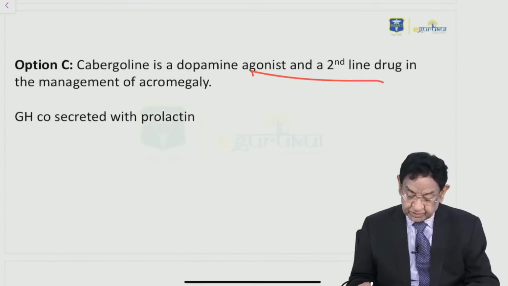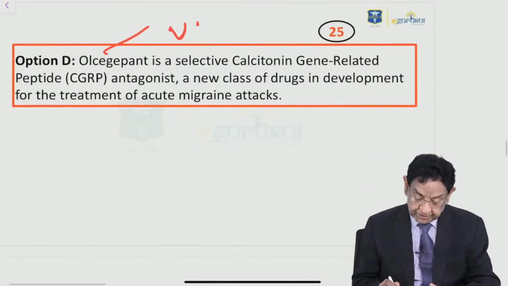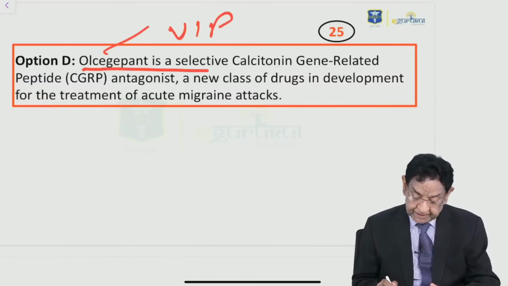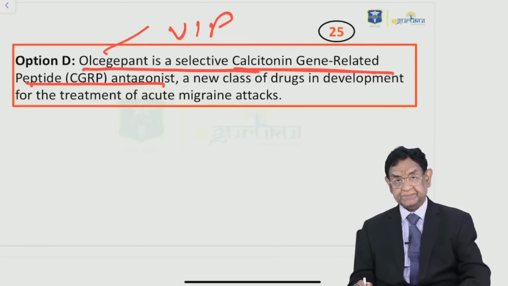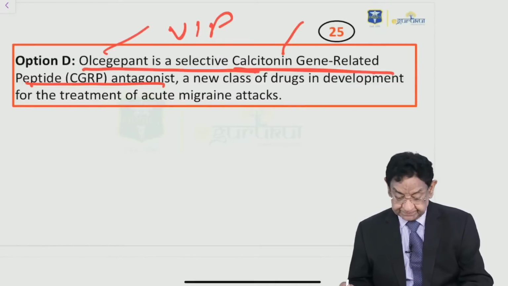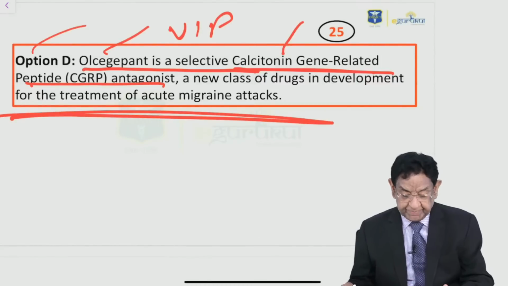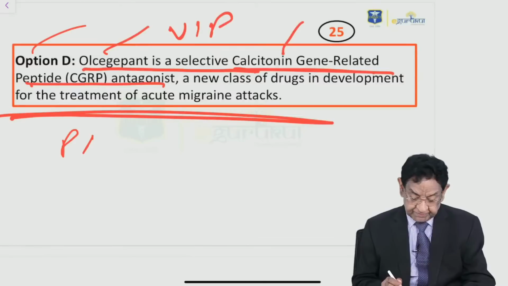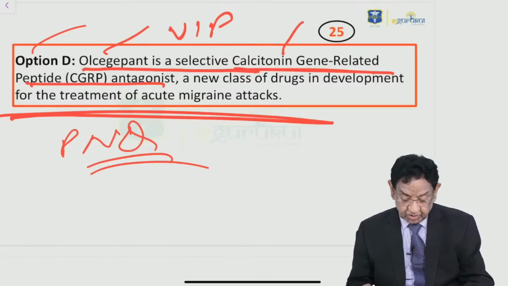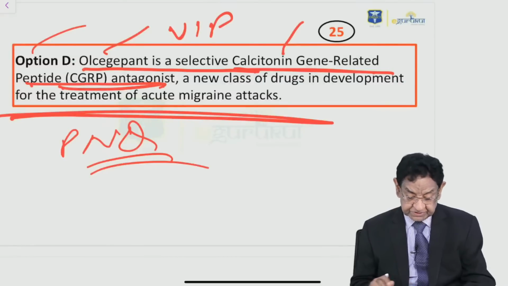Cabergoline is a dopamine agonist we use for prolactinoma. I discussed this. This is a new drug. Okay, VIP topic. Olcegepant is a calcitonin gene-related peptide antagonist. We are well aware that these are involved in the pathophysiology of migraine. So we use it in the treatment of acute migraine. This is a VIP topic, new drug, prospective new question. Olcegepant, CGRP antagonist.